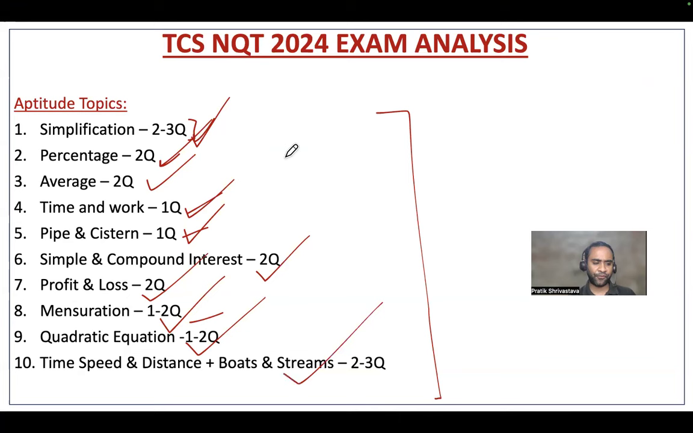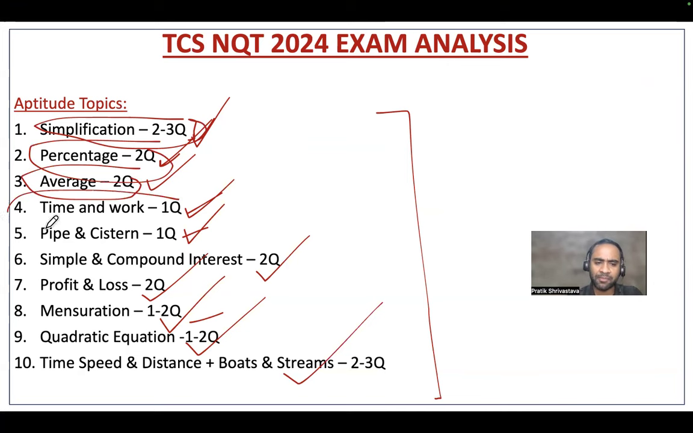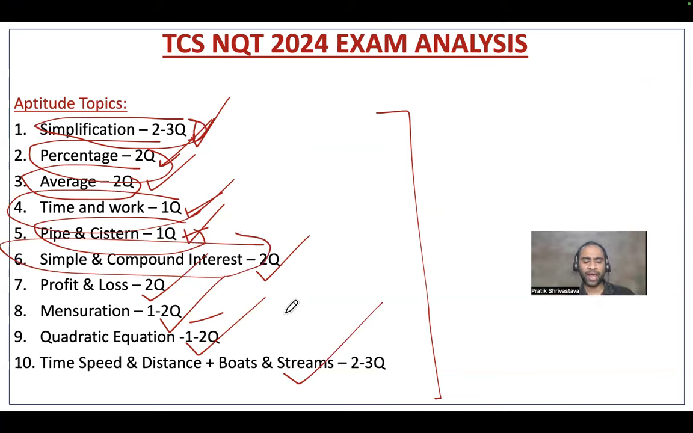So friends, if you are planning how to prepare in these 25 days, what you have to do is pick one topic daily. Like simplification, pick one topic and finish it. Then from aptitude, percentage you pick the next day, average the next day, time and work the next day, pipes and cisterns the next day. Like this, you plan one topic a day, you have enough time, you can easily plan for it.